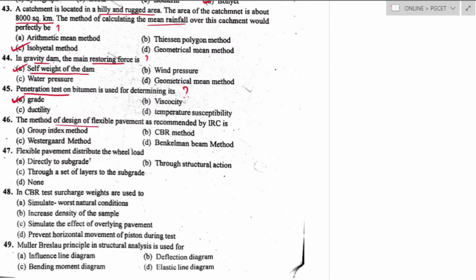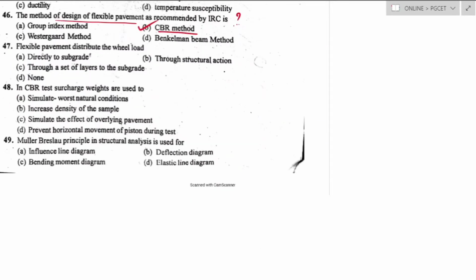Question number 46. The method of design of flexible pavement as recommended by IRC is, that is CBR method. Option B is the right answer. It can be used to find the pavement thickness and that of individual courses, in addition to thickness of CBR values of materials of the courses. Question number 47. Flexible pavement distributes the wheel load through a set of layers to the subgrade by grain to grain action. So option C is the right answer.